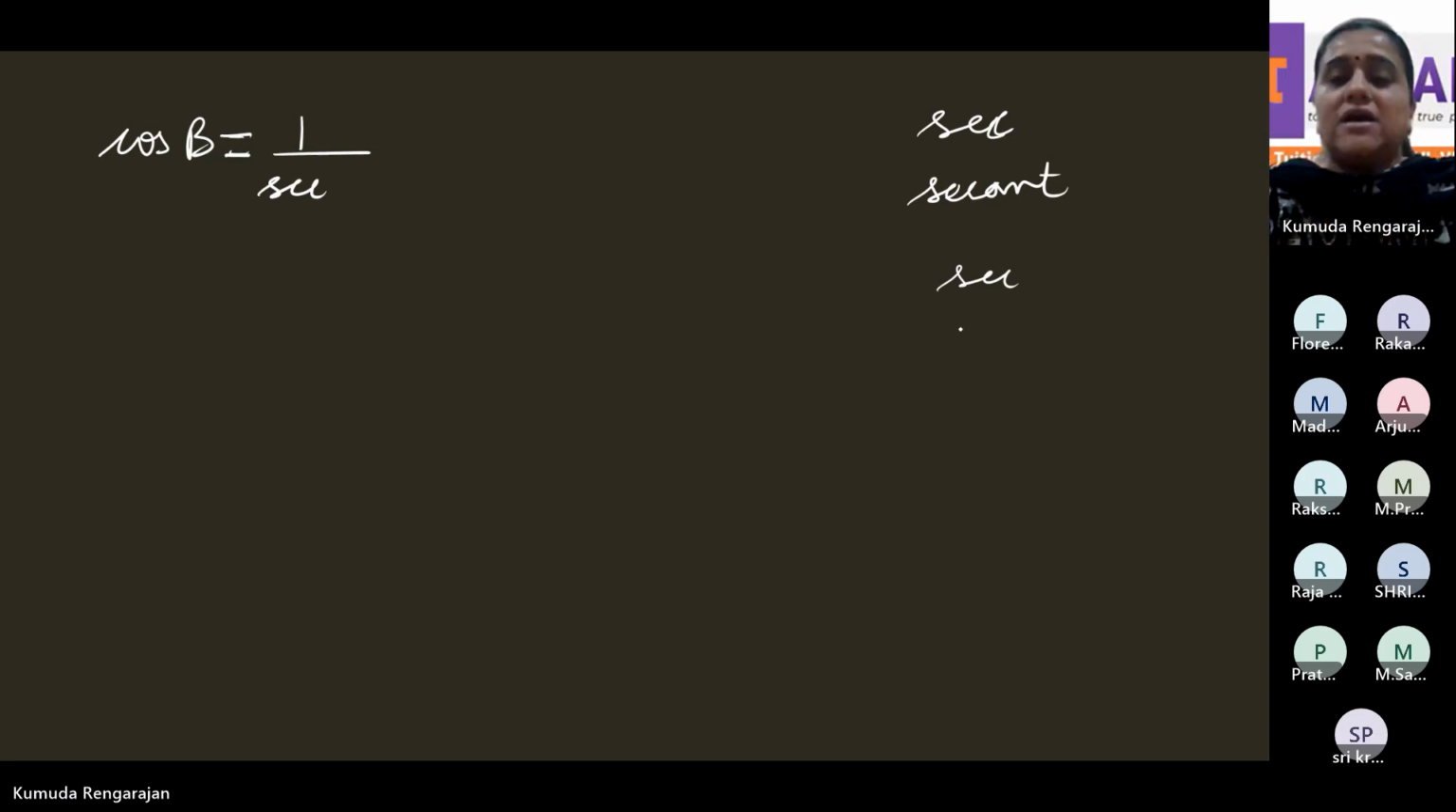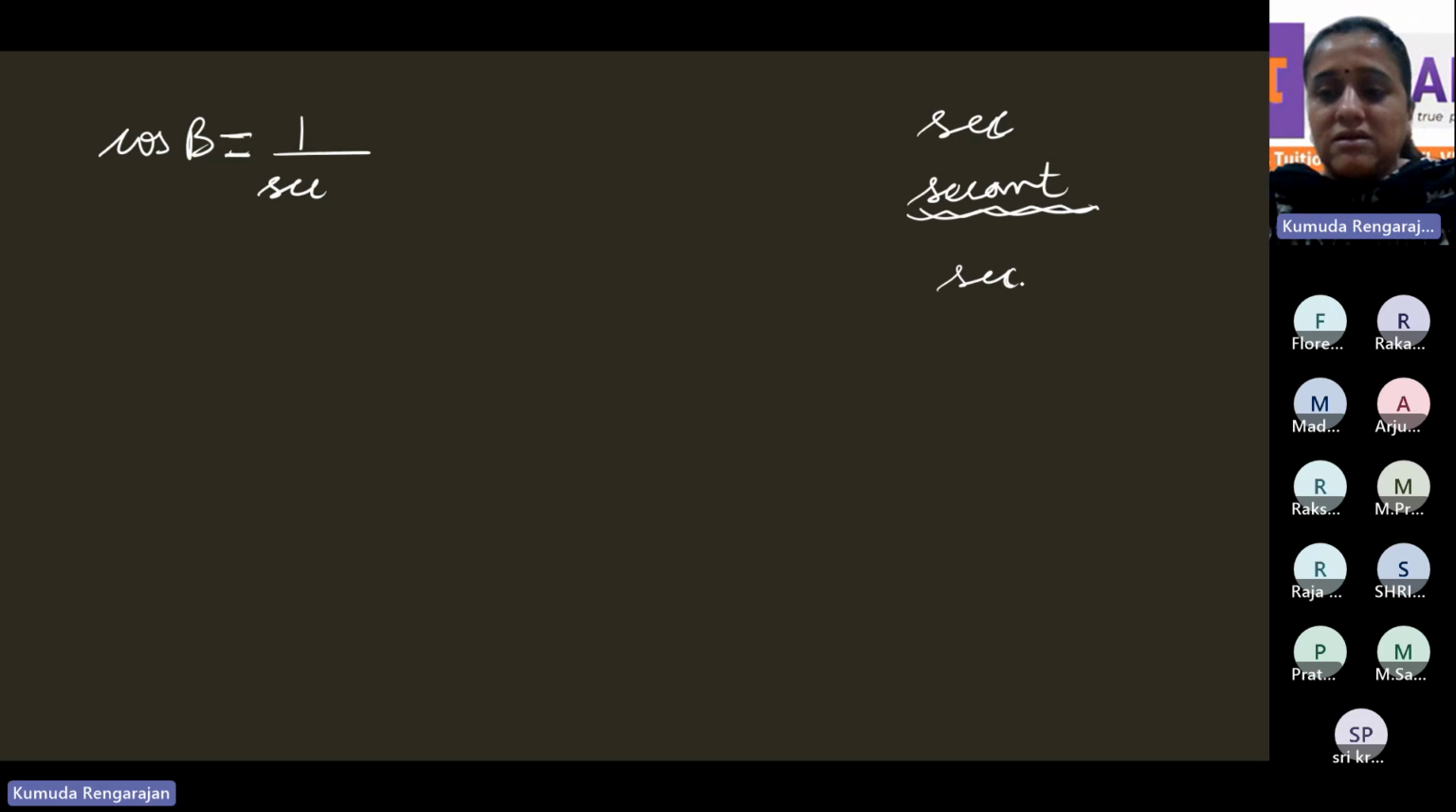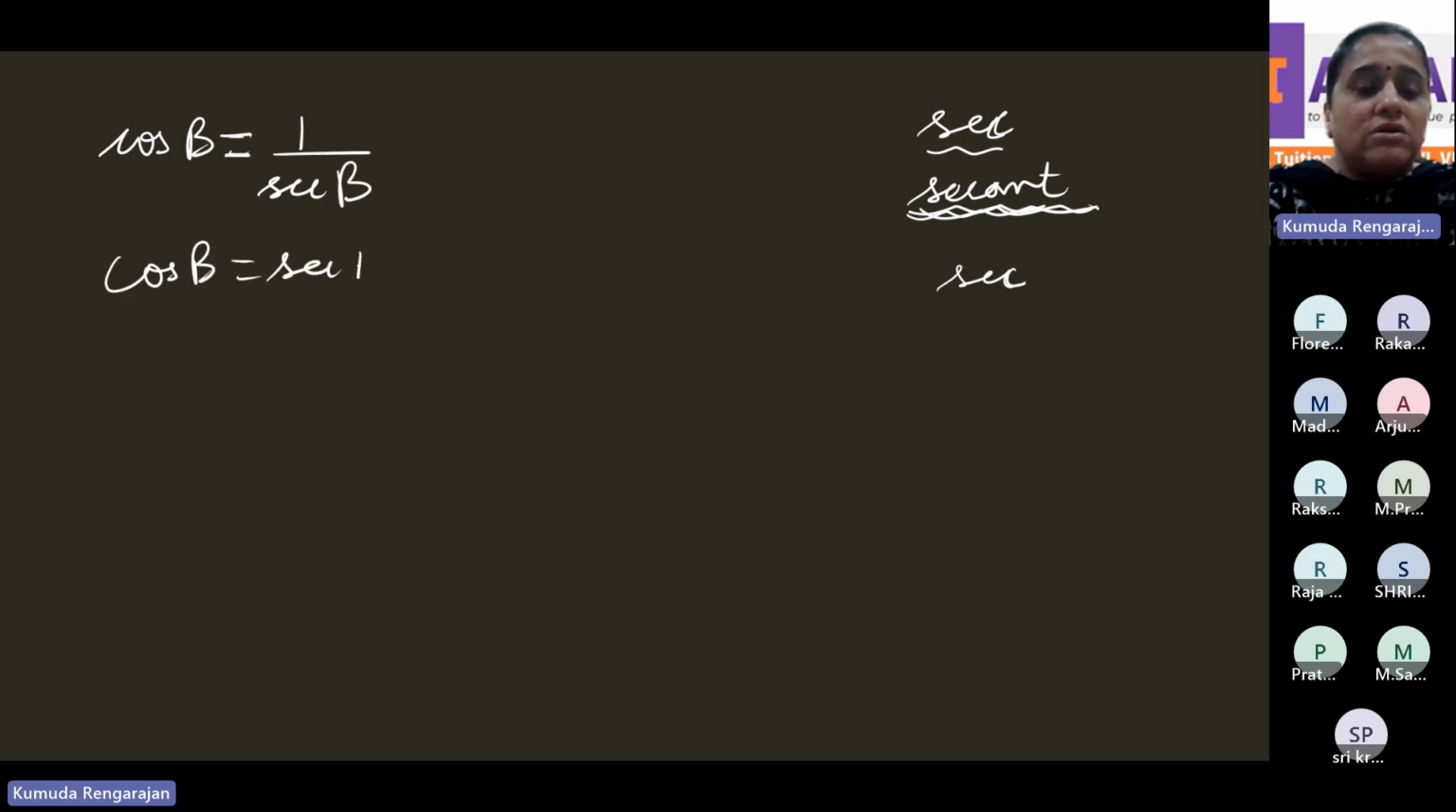Okay. So secant or sec, both are the same. Secant is the full thing, and you can shorten the pronunciation to sec, which you will not find me using. So I say cos B is equal to 1 by secant B. So cos B is equal to secant B is wrong. It's incorrect.